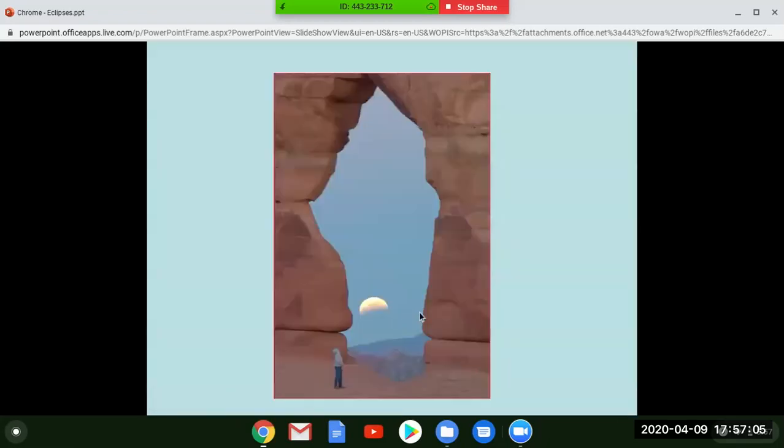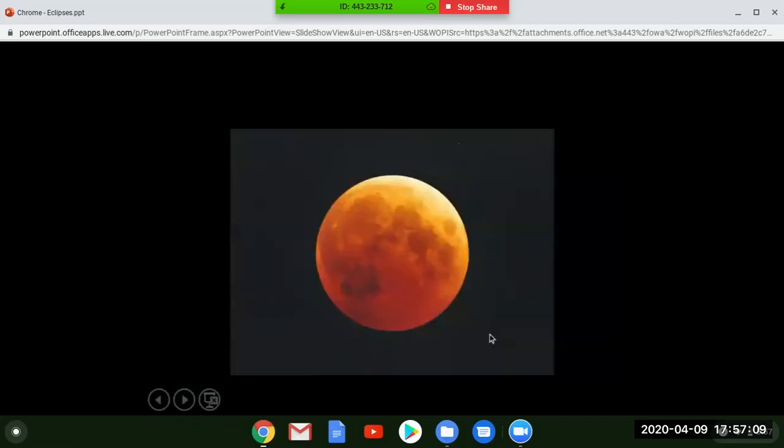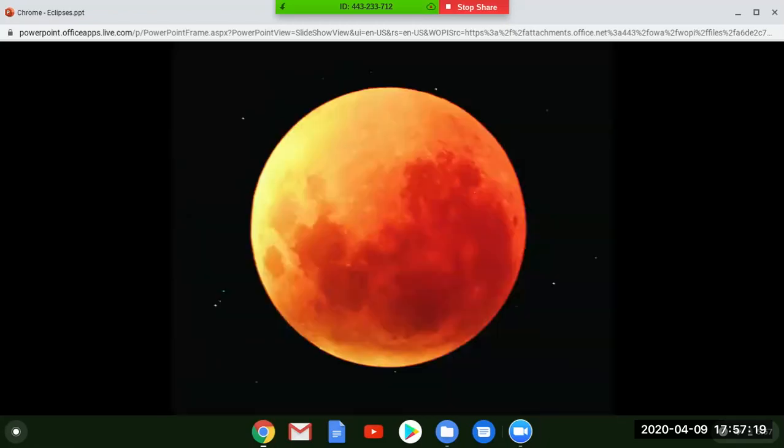Look at this one from, looks like Utah of Arches, a nice eclipse from there. Look at this, how nice a color these are. These are sometimes called blood moons, these total lunar eclipses. And I'm going to show you when you can see some. Look at that, just beautiful.